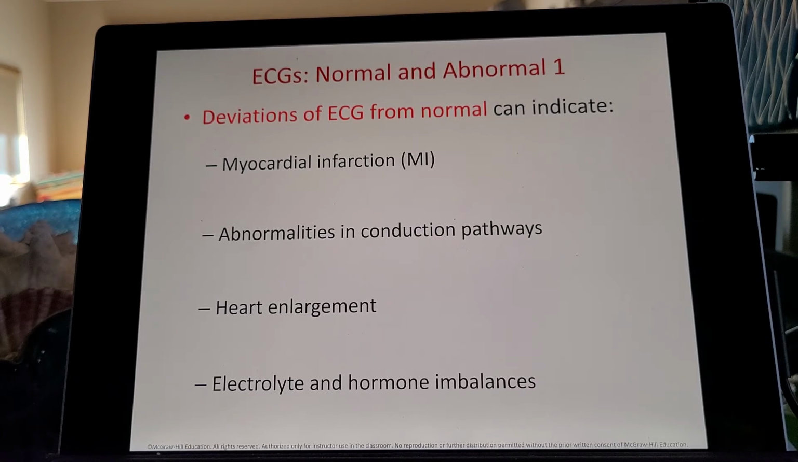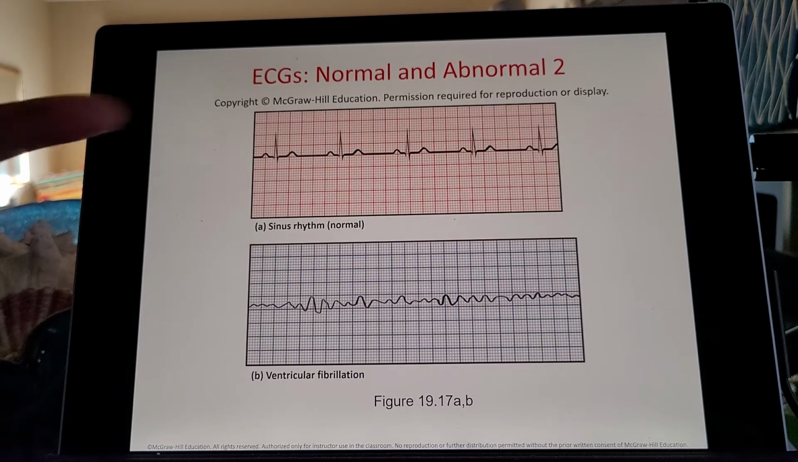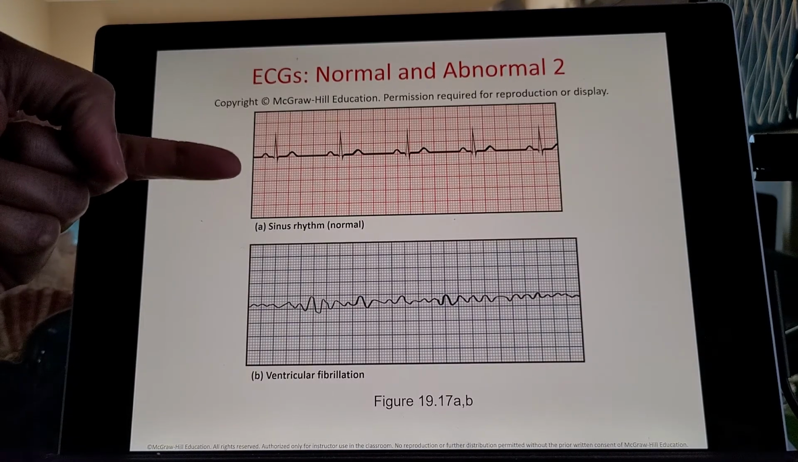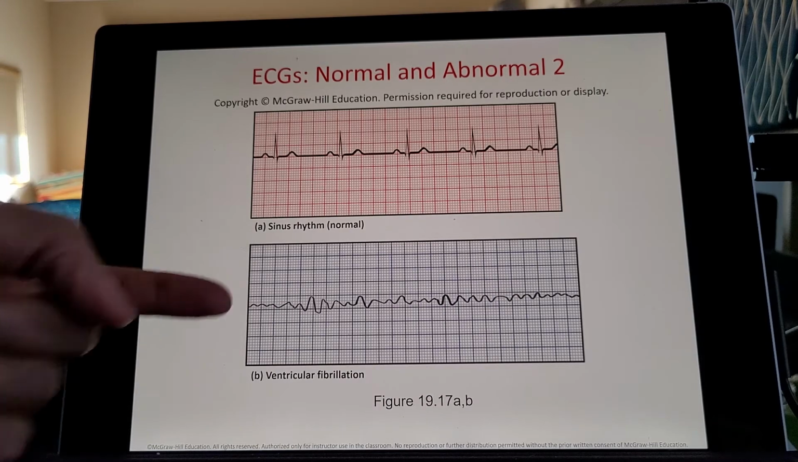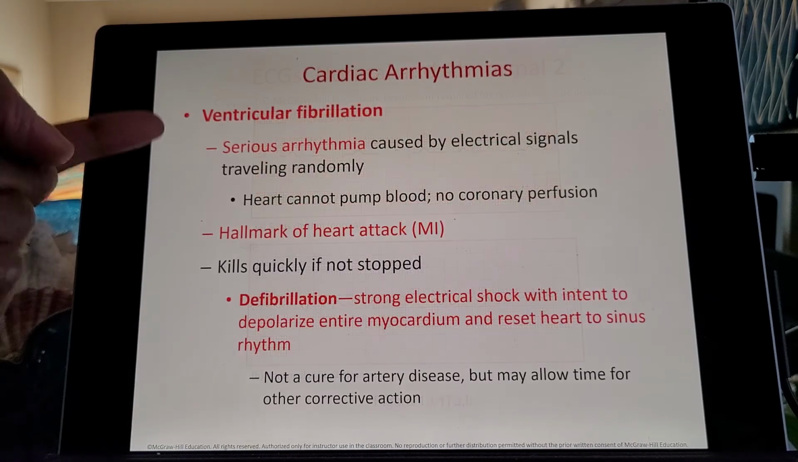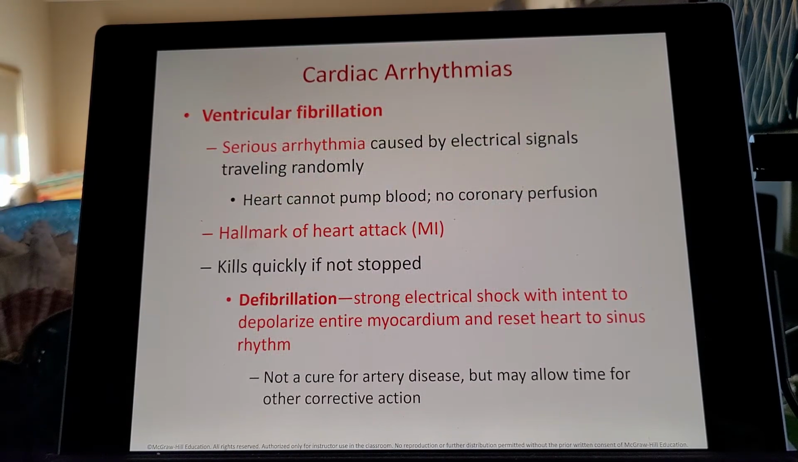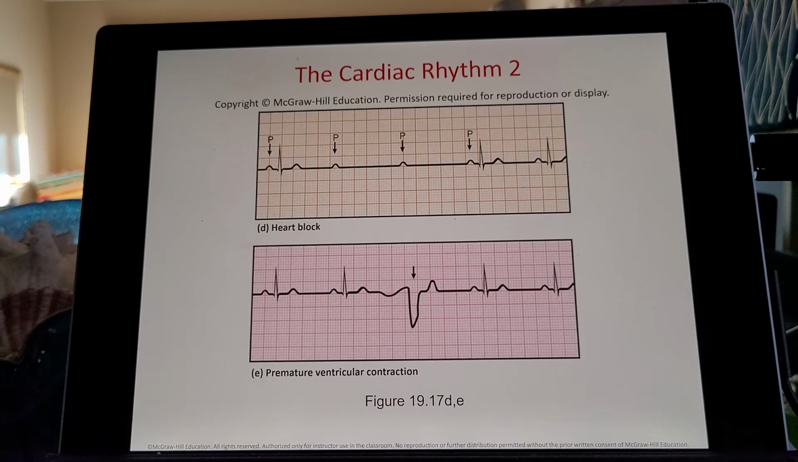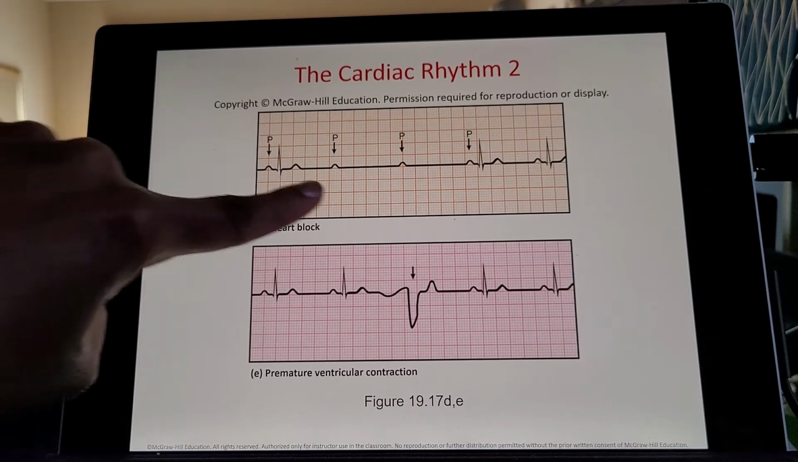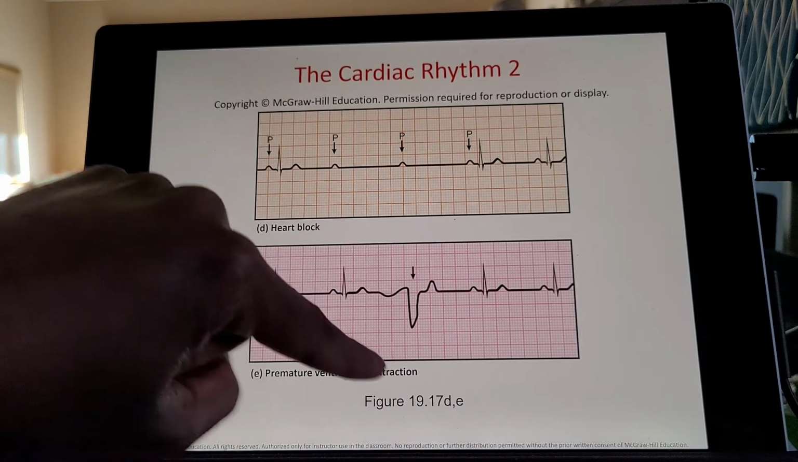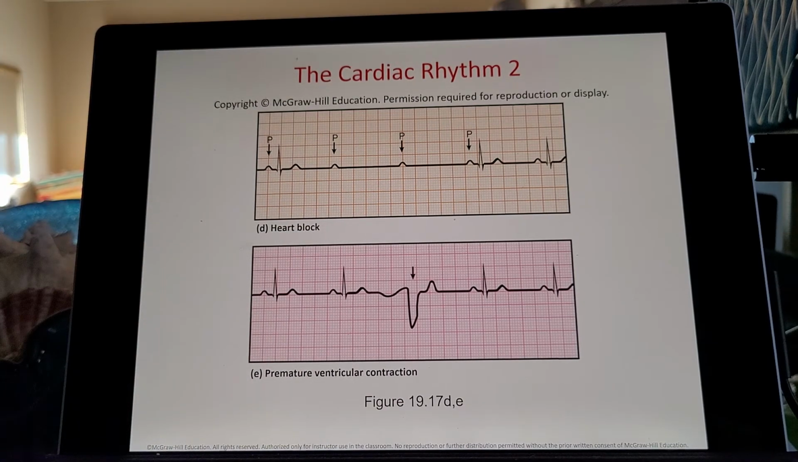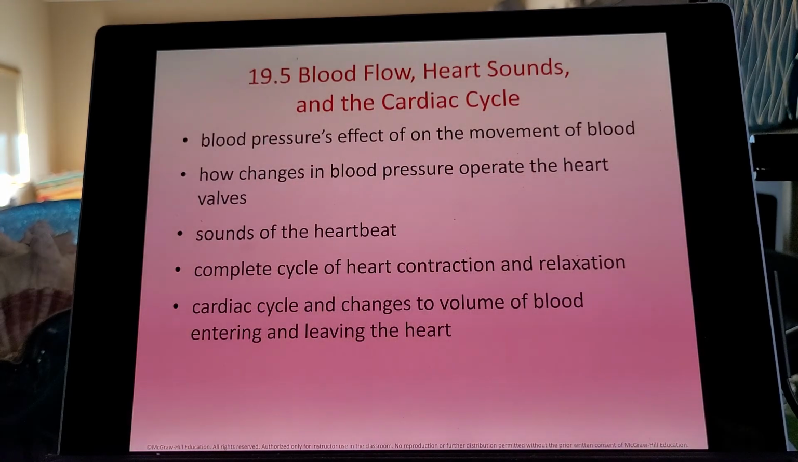Anyway, if you have an abnormal ECG, they have a normal one up here, so that's what it should look like. But then you have other patterns, which are fairly obvious in what they look like. Some of them are missing spikes, and some of them are just funky. So when they're doing the ECG, they're looking for what has deviated from the pattern.